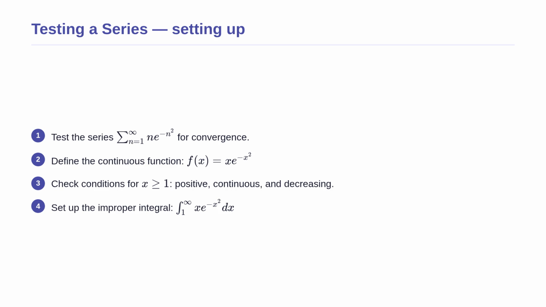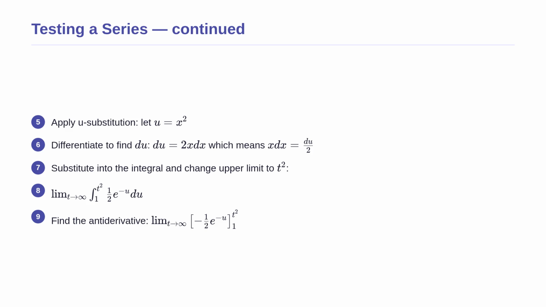We can verify this function is positive for x greater than or equal to 1, continuous, and decreasing because the exponential decay overpowers the linear growth. Since all three conditions are met, we set up our improper integral from 1 to infinity. With our improper integral setup, we need a strategy to solve it.